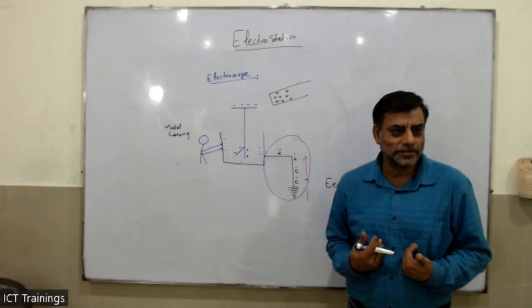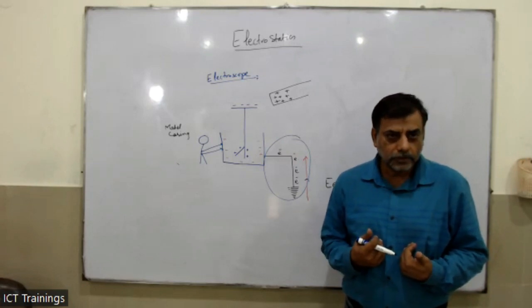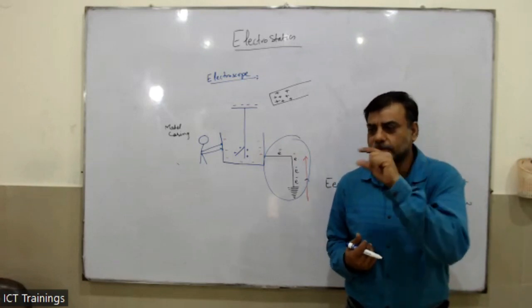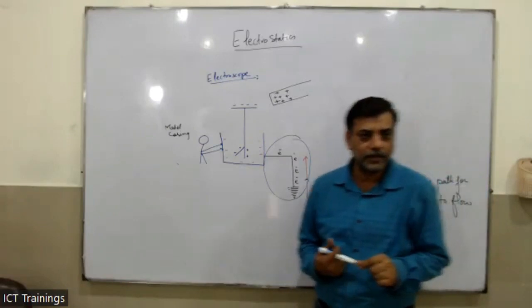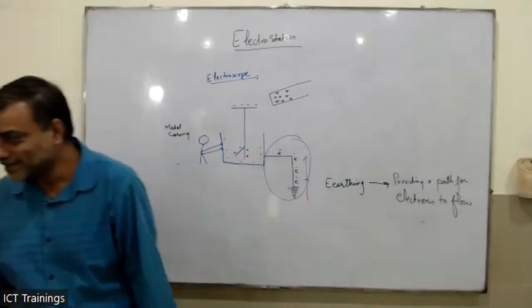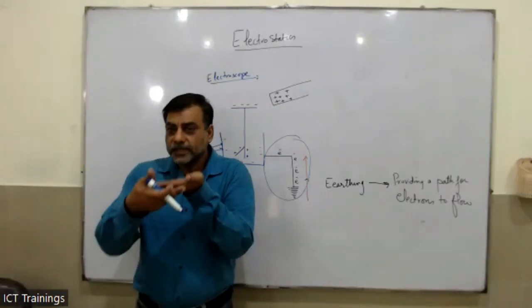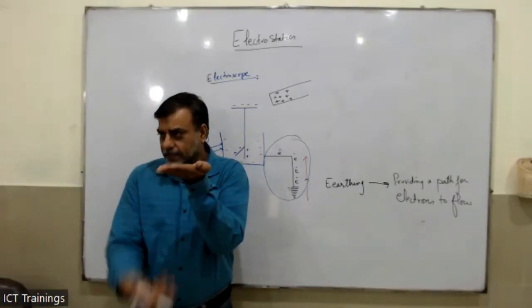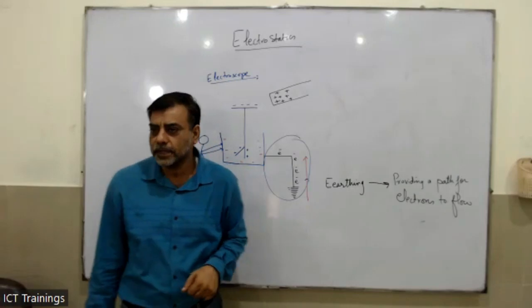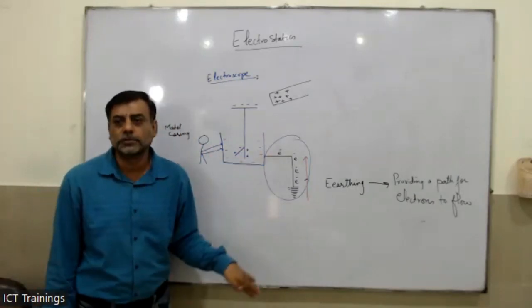Wear shoes. Rubber shoes with rubber soles. Metal shoes with rubber shoes. Alright, so you will place an insulator between your body and the earth. Okay? That will prevent electrons from flowing.